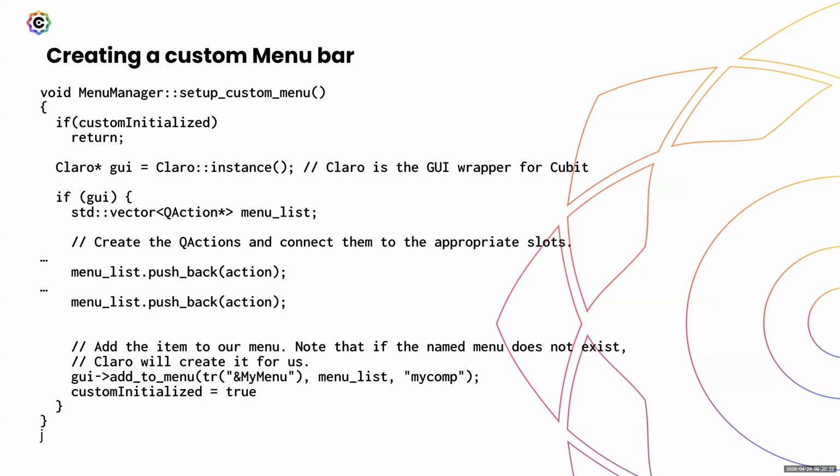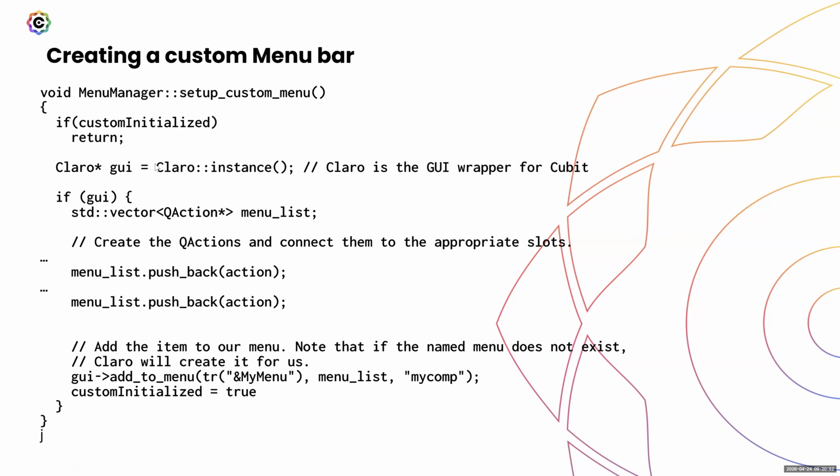Let's go through customizing the menu bar. There is a menu manager, and within this components example, one of the functions is menu manager.cpp, and it shows how to set up a custom menu. The first thing it checks is whether a global or class-wide variable has already been initialized. If it has, don't redo this.